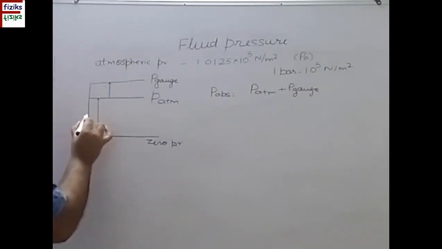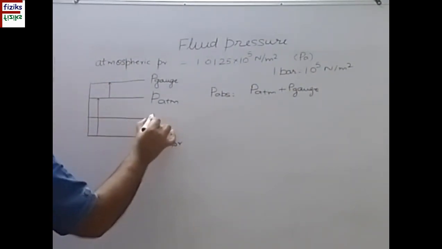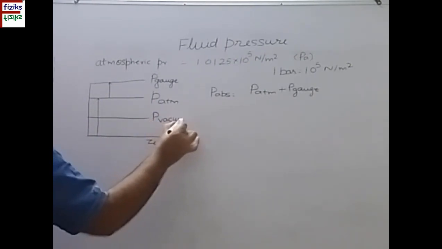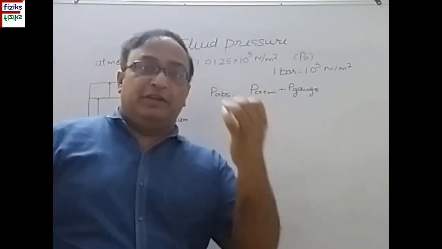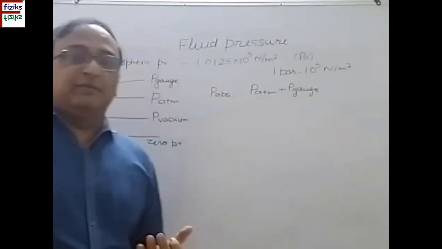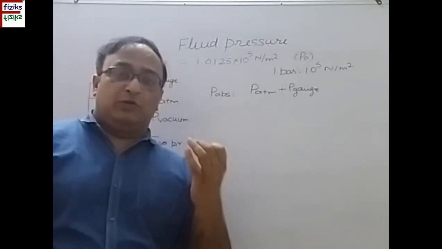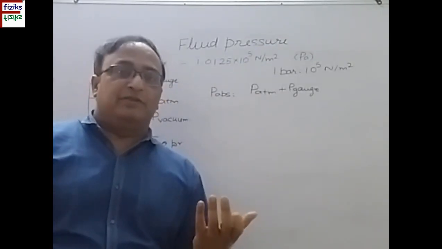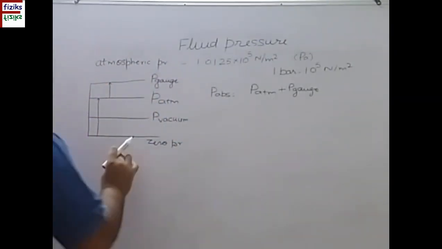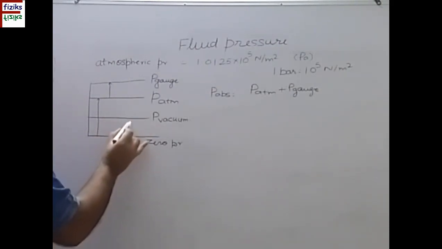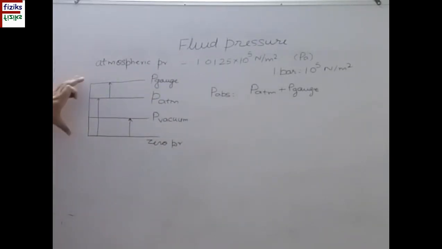If we have pressure below the atmospheric pressure, this is called vacuum pressure. So vacuum is below atmospheric and not negative pressure. There is a misnomer: sometimes students understand vacuum to be negative pressure. No, not negative pressure. This is below the atmospheric pressure. So the absolute pressure with respect to this, as far as vacuum pressure is concerned, is this. So this is how we define pressure above atmospheric and below atmospheric pressure.